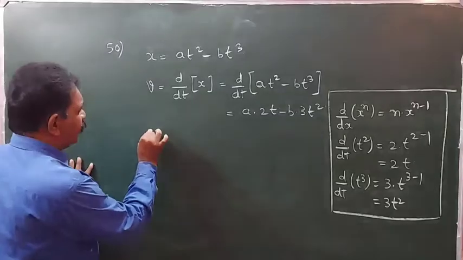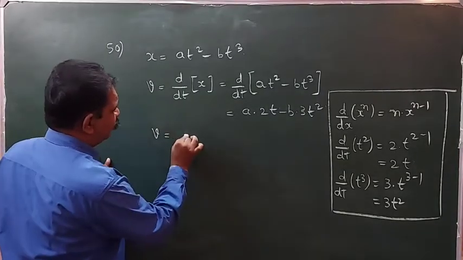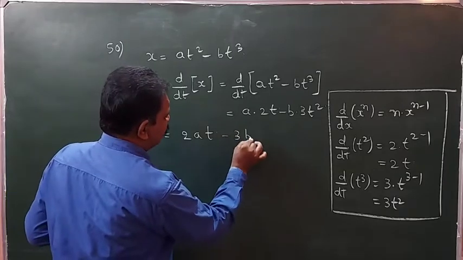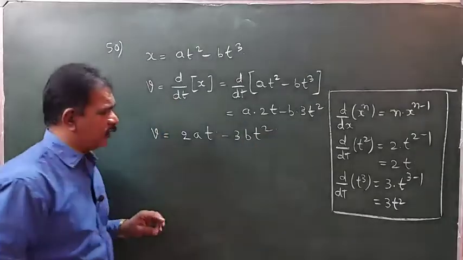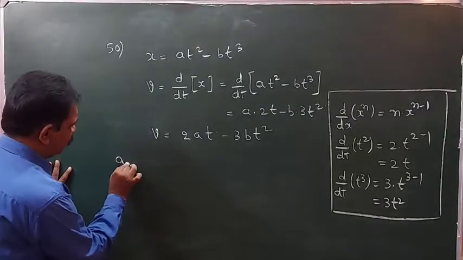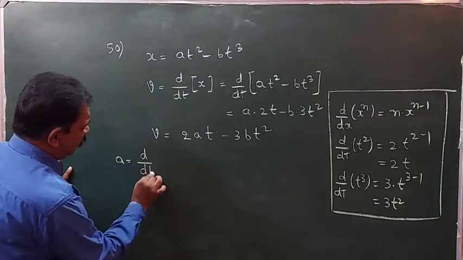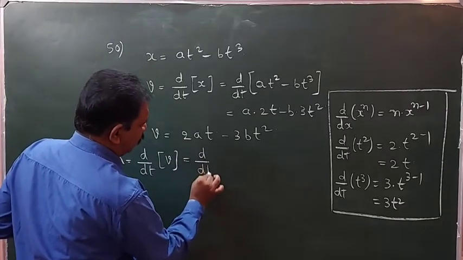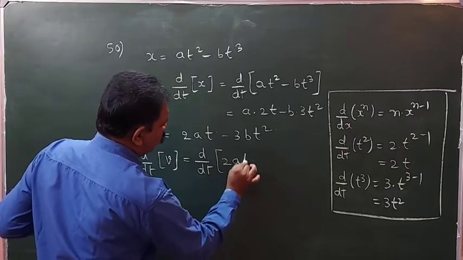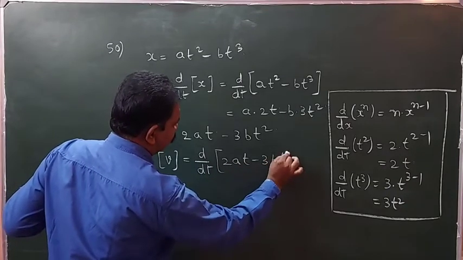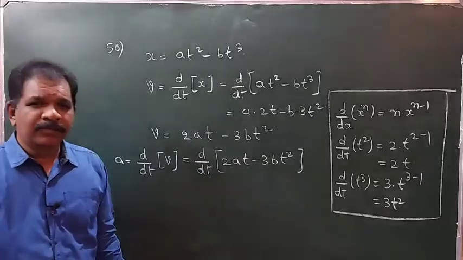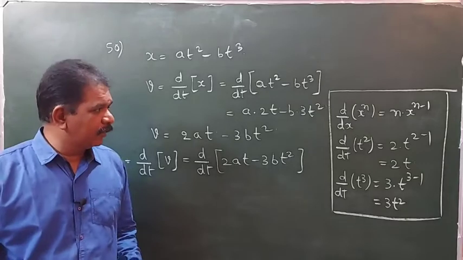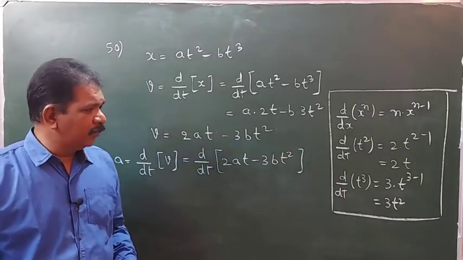So what are we getting? v is equal to 2at minus 3bt square. For acceleration, d by dt of v, d by dt of 2at minus 3bt square. Okay, apply the same formula.